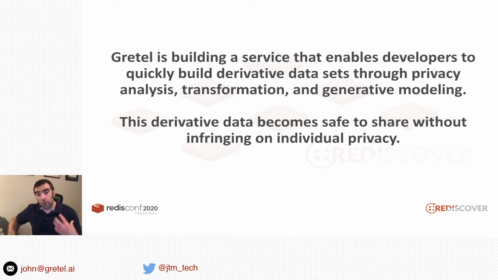So at a high level, Gretel is a service that is empowering developers to quickly build derivative datasets through privacy analysis, data transformations, and generative modeling that allows people to generate synthetic data from existing data. So the whole purpose is that this derivative data set becomes safe to share without actually infringing on individual privacy. For the purposes of this discussion, we're going to focus more on the privacy analysis side, where we can use joinability between data sets to determine if a data set is actually safe to share, to make sure that information can't be re-identified back to its original source through second-party, third-party joins.